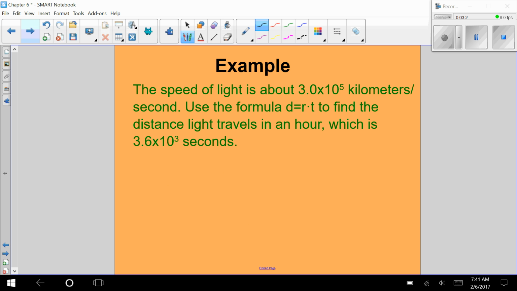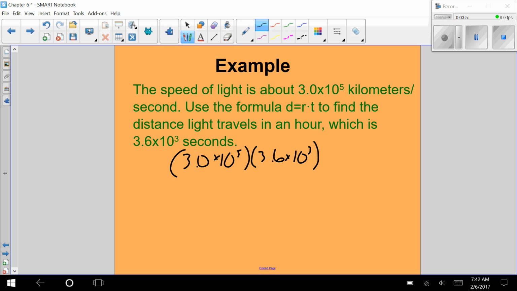The speed of light is about 3 times 10 to the 5th kilometers per second. We're going to use the formula distance equals rate times time to find the distance light travels in an hour, which is 3.6 times 10 to the 3rd seconds. So 3.0 times 10 to the 5th is a rate. So we're going to take our rate times our time, which is 3.6 times 10 to the 3rd, to get our distance.